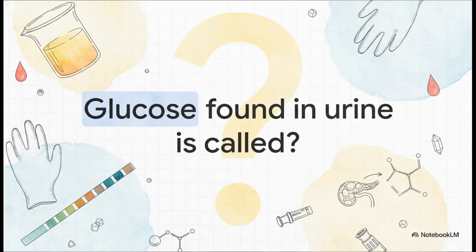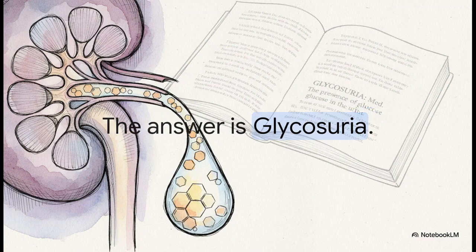Okay, final rapid-fire question. Quick quiz number 3. Let's really test that biology vocabulary. Glucose found in urine is officially called what? A. Glycogen, B. Glycosuria, C. Hematuria, or D. Urea? Boom! The answer is B, Glycosuria. Fantastic job. Really try to master these specific terms because they pop up on biology exams all the time.